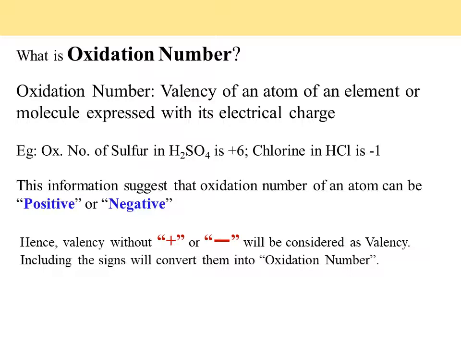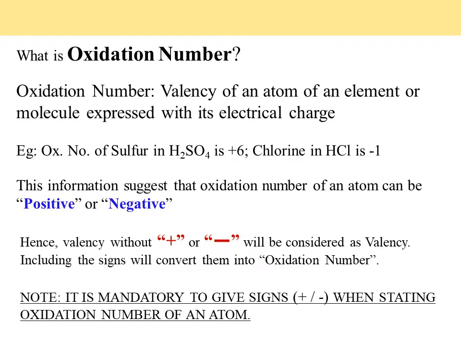There is another way of stating this: instead of oxidation number, we normally also say oxidation state. The oxidation state of sulfur in H2SO4 is +6. The oxidation state of chlorine in HCl is -1. The oxidation state of iron in Fe2O3 is +3. So these things will surely come.